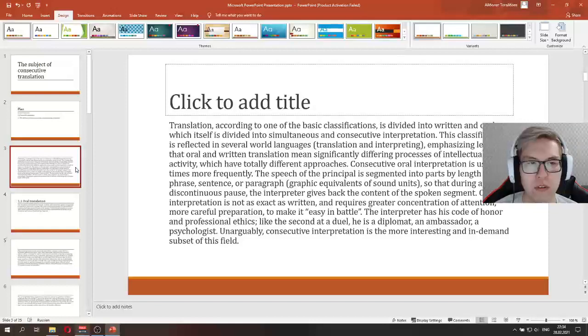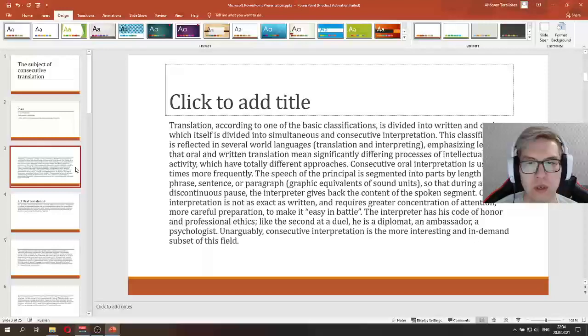Consecutive oral interpretation is used 10 times more frequently. The speech of the principal is segmented into parts by length of phrase, sentence, or paragraph, graphic equivalents of sound units, so that during a discontinuous pause, the interpreter gives back the content of the spoken segment.